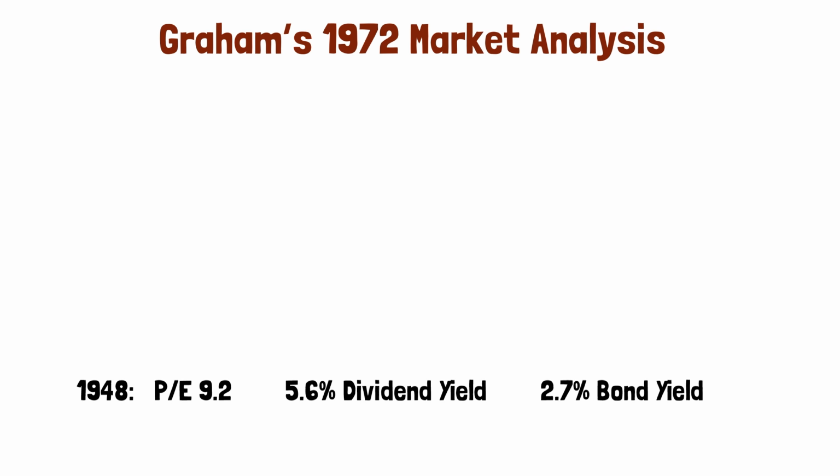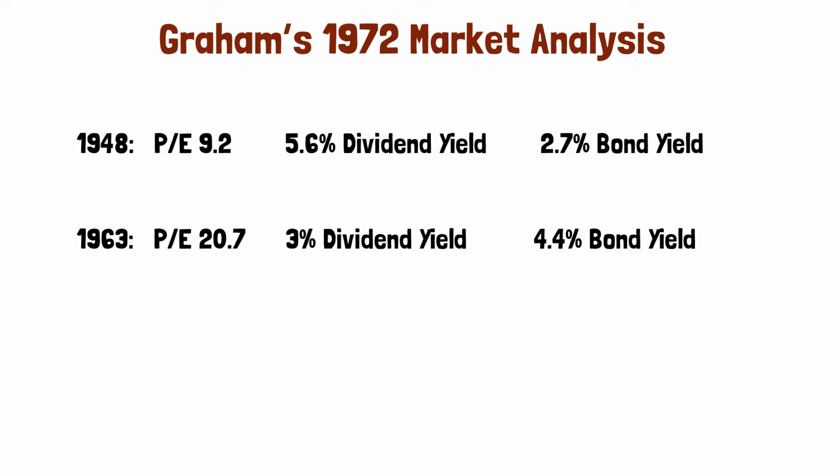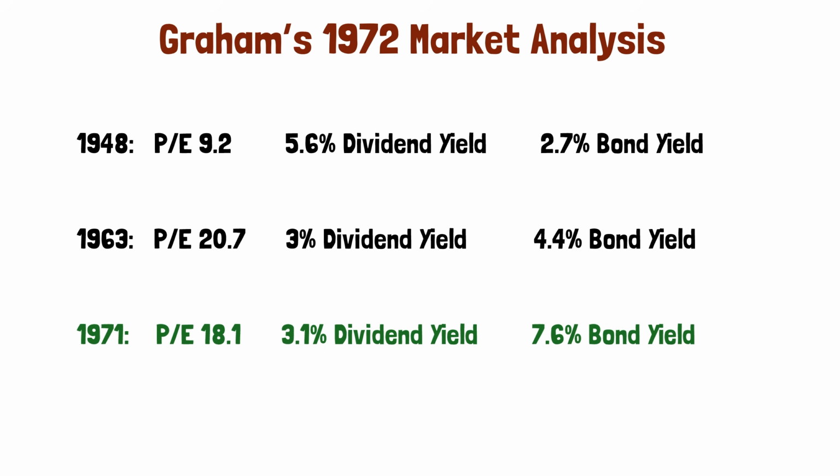Graham then applies this discipline to the market of 1972. While the market's 3-year PE ratio in 1971 was 18.1, lower than it was in 1963, it was the comparison to bonds that was alarming. This is because the income ratio had completely flipped. In 1948, the stock dividend yield was 5.6% and the bond yield was 2.7%.